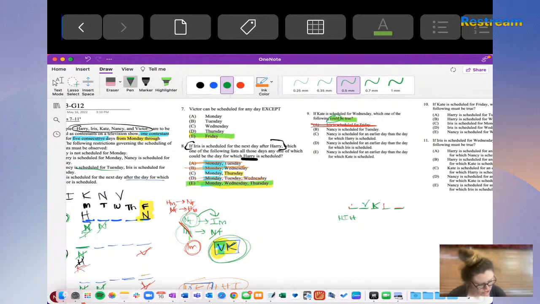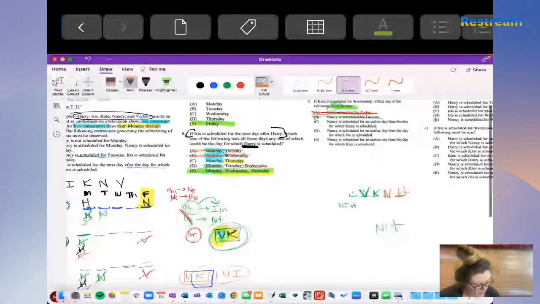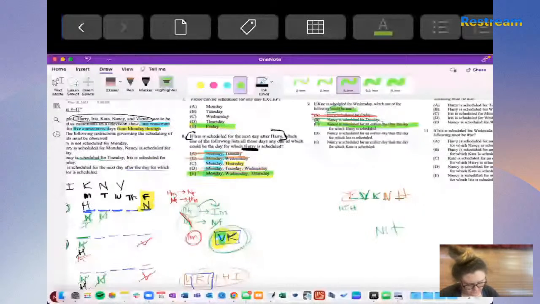All right. So we know it's not B. C says Nancy is scheduled for an earlier day than the day for which Harry is scheduled. All right. So we're saying it goes NH. Can that ever happen? We would have to put N and H here at the back. And who would that leave? That would leave I. Can I go first? Yes. So I'm liking C as my answer so far. But let's keep going, just to check it.